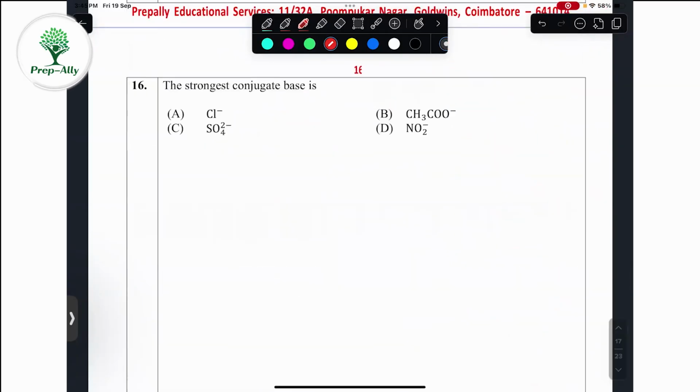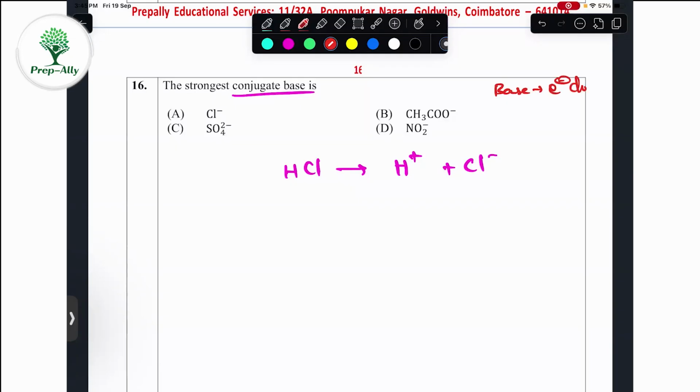the strongest conjugate base. What is the conjugate base? Let's say I have an acid HCl. It is going to dissociate into H plus and Cl minus. What is an acid and what is a base? Base is an electron donor. Acid is an electron acceptor. Who will accept electron? Those who want electron, right? H plus wants electron. So I can write it here. This is an acid, this is a base.